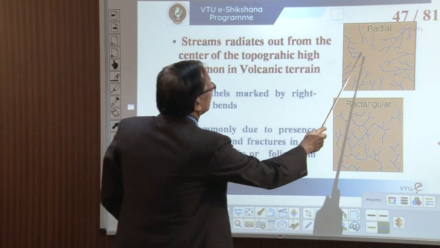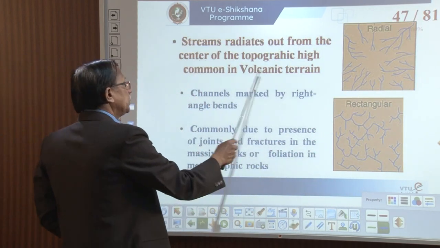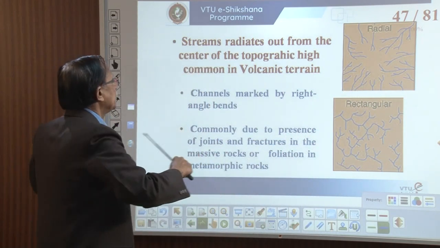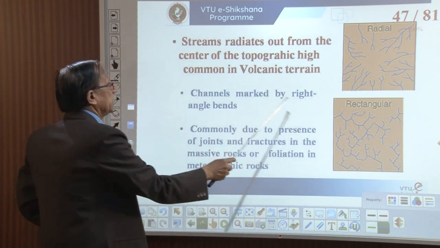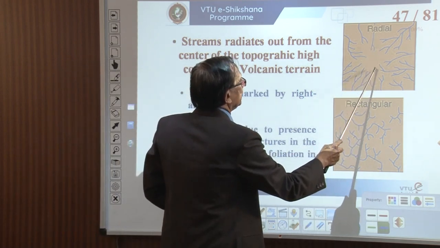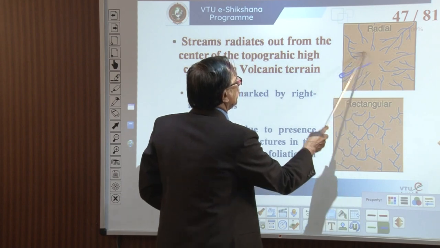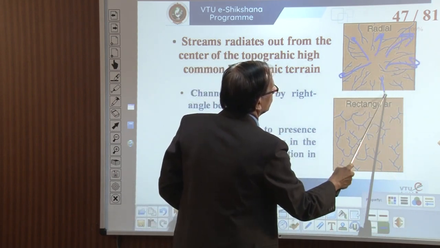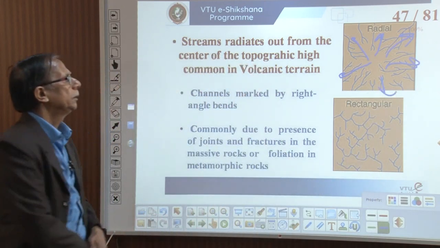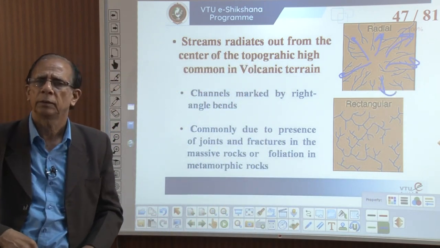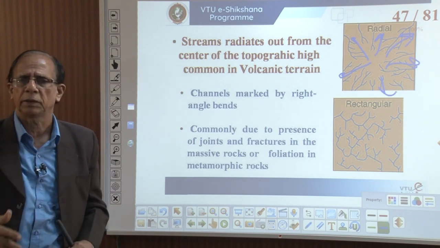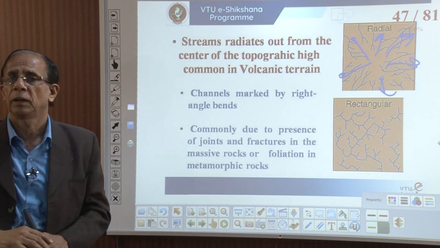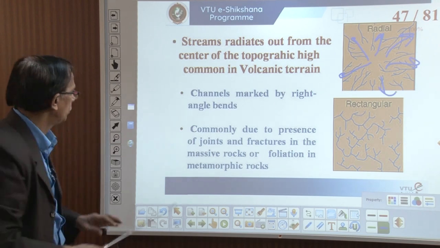This is another, the radial pattern, especially common in volcanic landforms. We have a landform with a common center, and drainage flows away from it, in volcanic terrain. Perhaps erupted, and drainage flows away from this common center. It is common in every volcanic eruption. After a volcanic eruption, there is heavy rainfall.